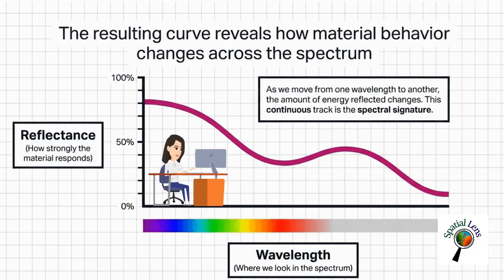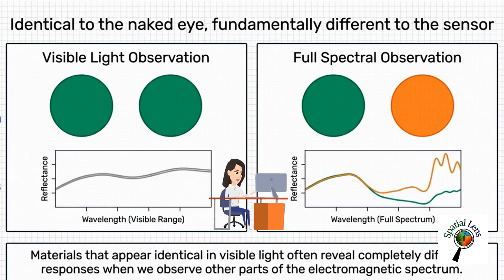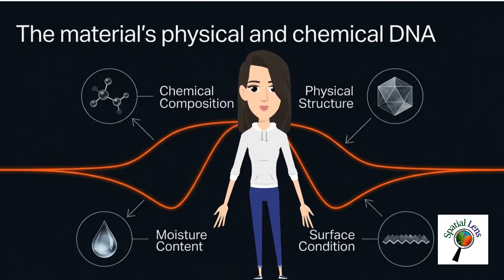Another important point is that spectral signatures are wavelength dependent. A material does not have one constant reflectance value across the entire electromagnetic spectrum. Its response can change significantly from one wavelength region to another. For example, a surface may reflect strongly in one part of the spectrum, but absorb strongly in another. This is why looking at only one wavelength or one spectral band may not provide enough information to understand the material's complete spectral behavior.